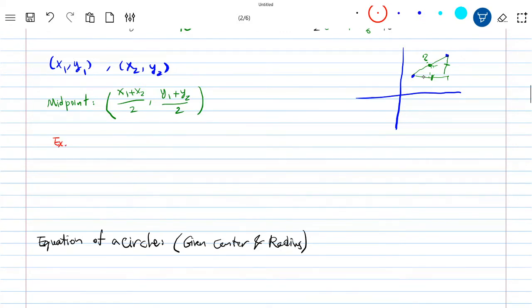An example. Find the midpoint of a line segment connecting these 2 points. The 2 points are -5 and -7, and -1 and 3. Normally it's easier to pick positive numbers, but I want to show you that there is no difference in the formula. You stick with the same formula. So what is the midpoint?